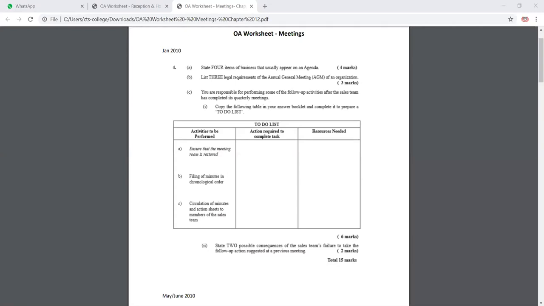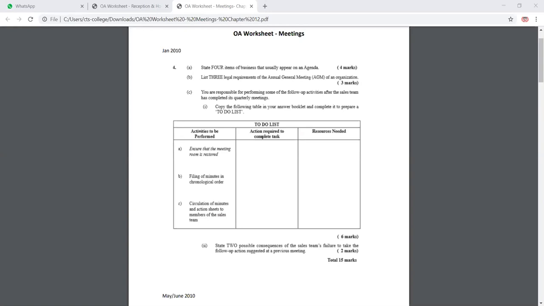All right, so we are moving on to B, so we are done with A. Is everybody clear on the answer for A? Everybody understands what they have to write under each of the areas there? Yeah, miss. Okay, we are moving on to B.